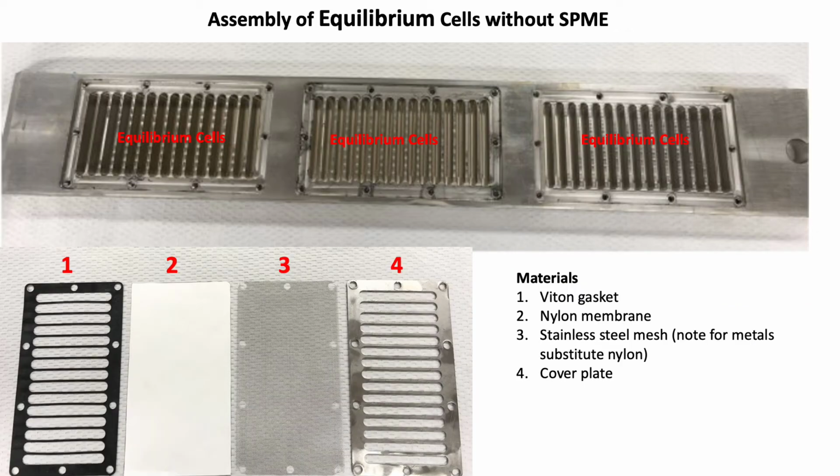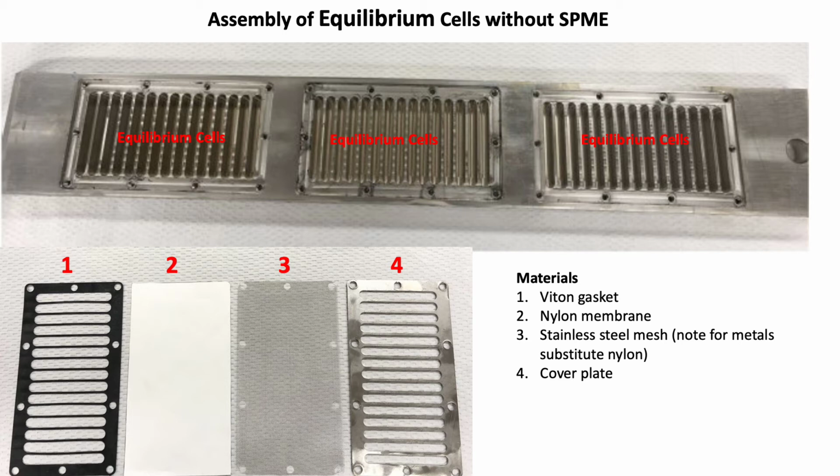In cases where hydrophobic organic compounds are not involved in the study, and only species that can be directly measured in the equilibrium cells are of interest, the cells are assembled identically to before, but we just leave off the SPME fibers.